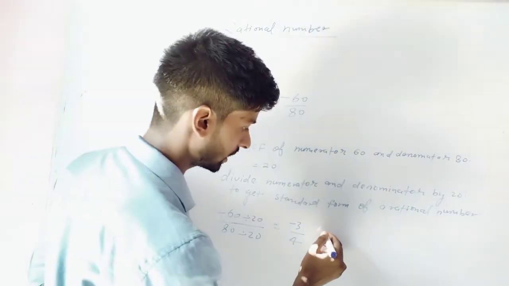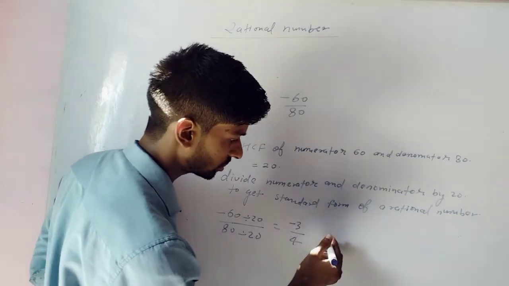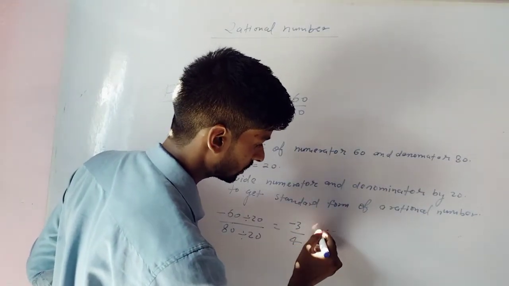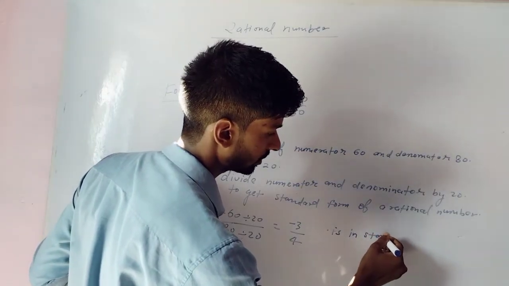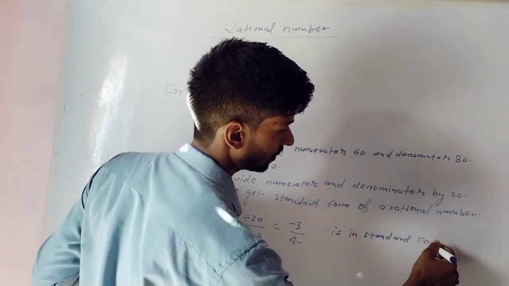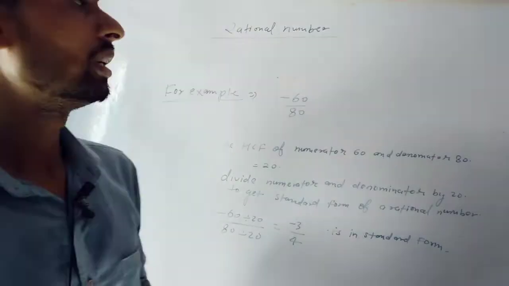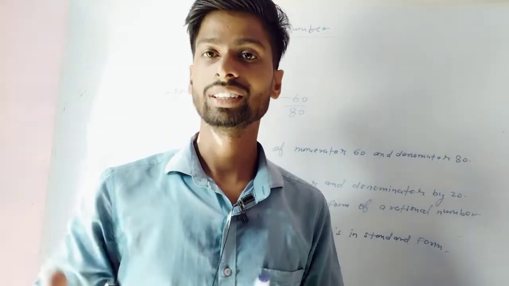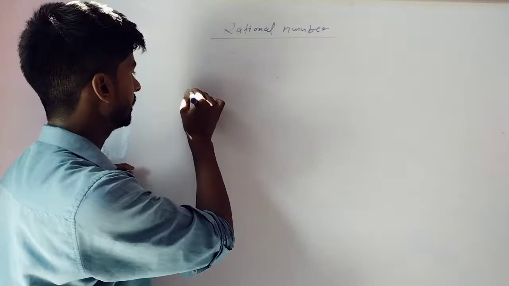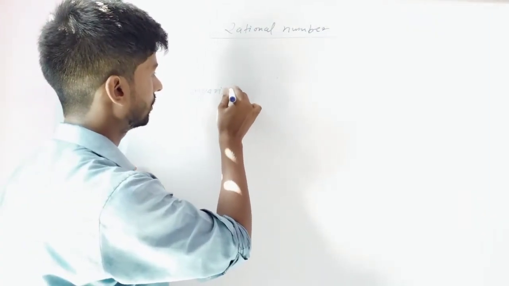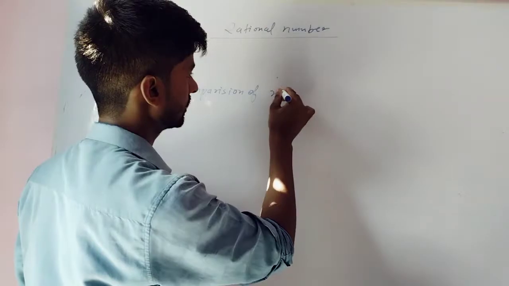so it is in standard form. Here the denominator is positive, so it is in standard form. So -3/4 is in standard form. So that is an example of a rational number. Now we will discuss the next topic, the comparison of rational numbers.